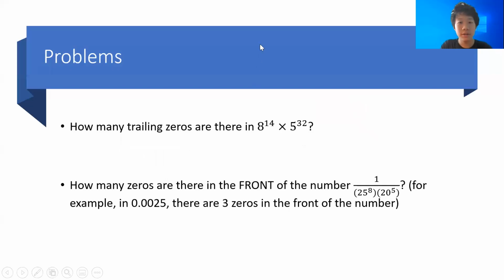Cool. So 2 trailing zeros problems. I'll give you guys 5 minutes to do these.